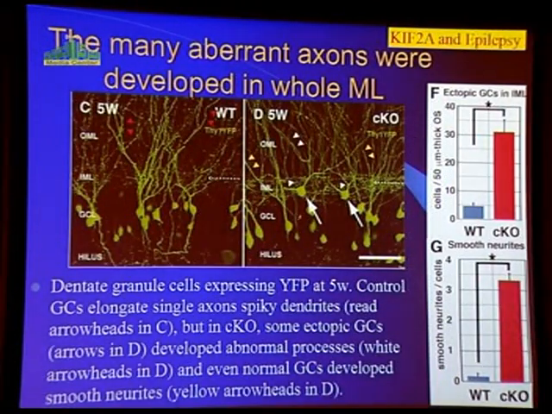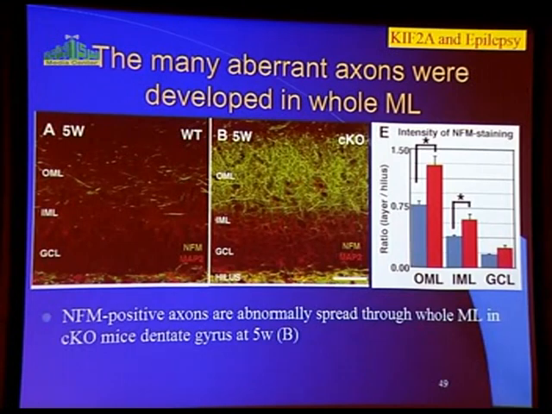So another data by the YFP expressing mice, conditional knockout mice, show clearly in this layer there are aberrant abnormal network of axon. So as shown here, this is wild type, this is a conditional knockout stained with neuronal marker, neurofilament L. You can clearly see in this region compared to the wild type, there are abnormal network of axon.